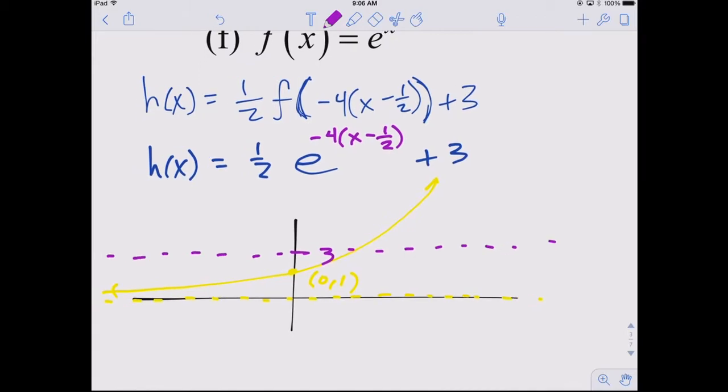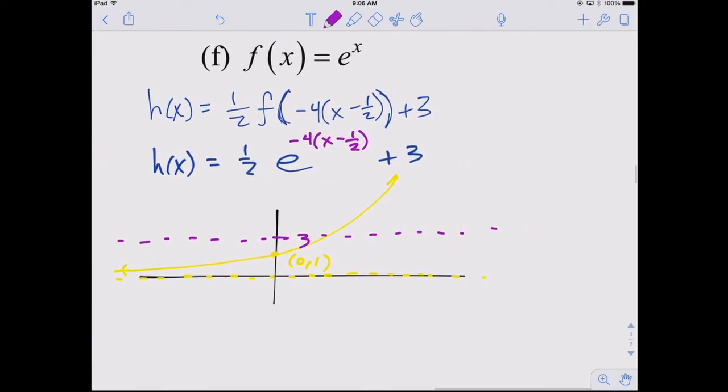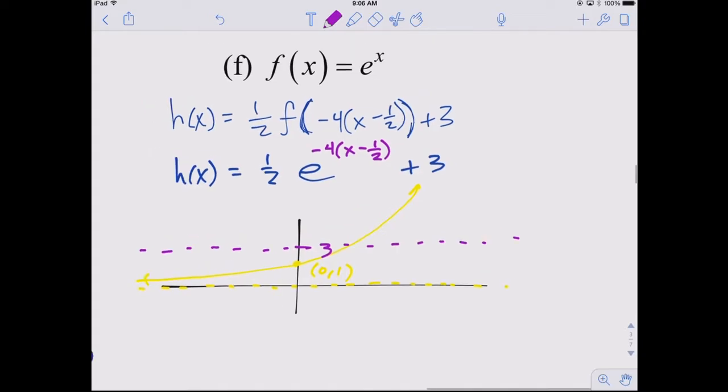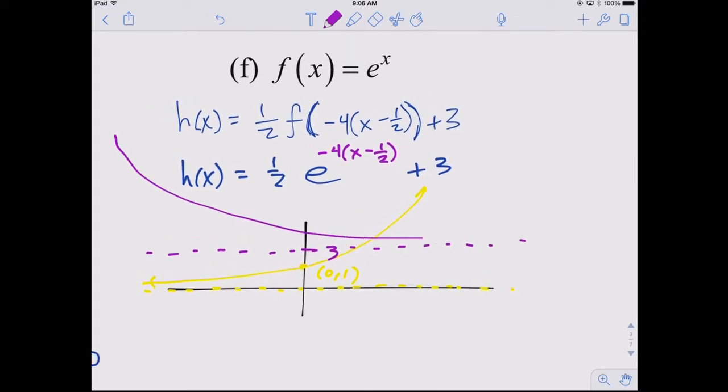So if the old horizontal asymptote was at y equals 0, you add 3, now it's at 3. And it's going to be what? Increasing or decreasing? Decreasing. Above or below the asymptote? Above. So that's as accurate as you need to be.